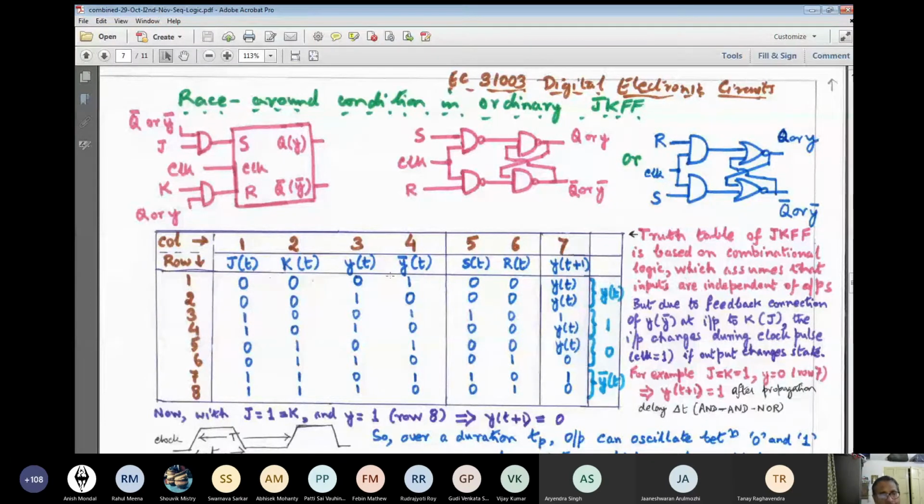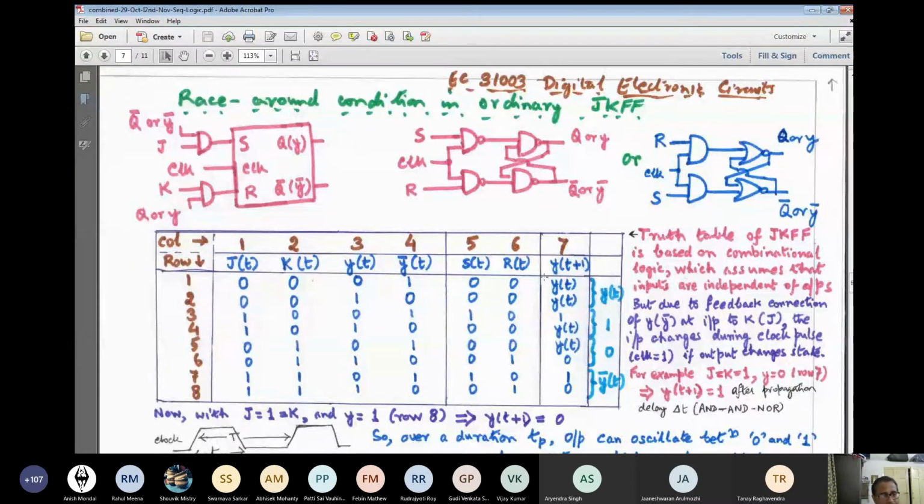This is a combination circuit. So S is the ANDing of J and Y bar. J and Y bar means 0 and 1 ANDed, which gives 0. R is K ANDed with Y. K is 0, Y is 1, so it will become 0. So S and R are 0, 0, as per the SR flip-flop. Now we have to refer to the SR flip-flop function table. Here the state will be preserved: Yt+1 will be the same as Yt.